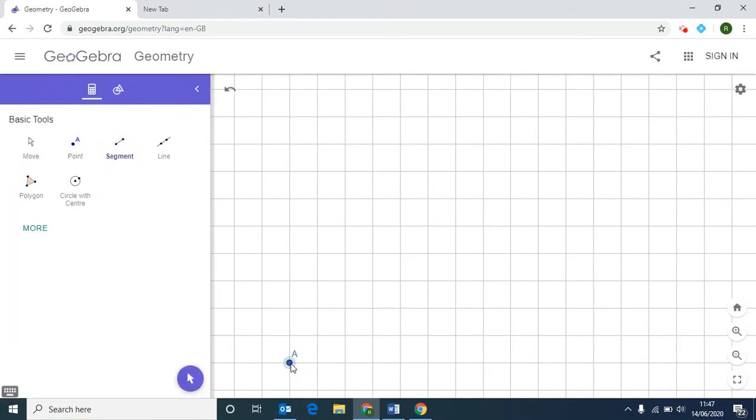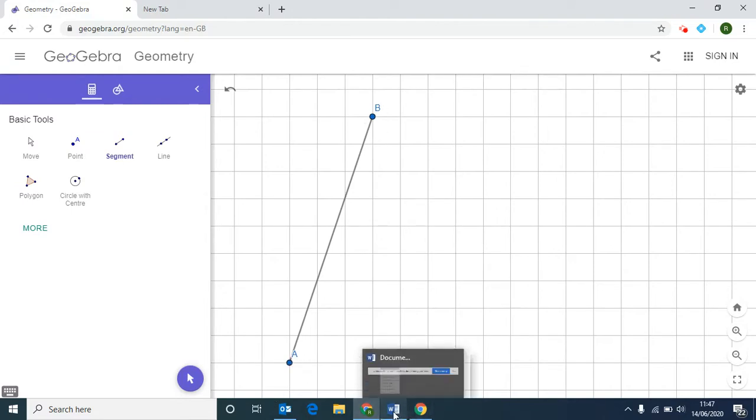So I'm going to start down here somewhere. I'm going to go 1, 2, 3 across, 1, 2, 3, 4, 5, 6, 7, 8, 9. And I'm going to pop my other point there. So we could describe this line going from A to B as 3 across 9 up. And you can see it's quite a steep line going upwards.